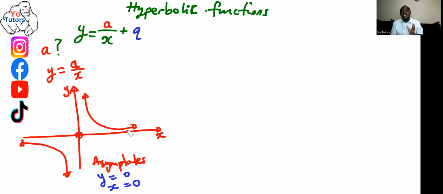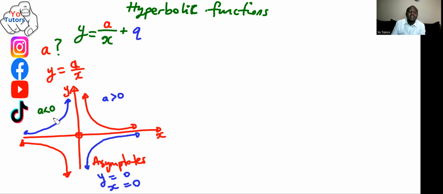Given the A, when A is above 0, that's where we find our graph in the first quadrant and in the third quadrant. What about if A is less than 0, meaning it's negative? When A is negative, it's a reflection along the x-axis. So this is what we have here for A less than 0. When A is negative, our graph looks like this. This is the reflection along the x-axis.